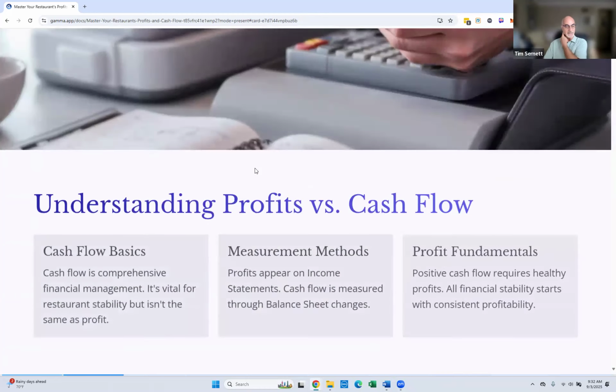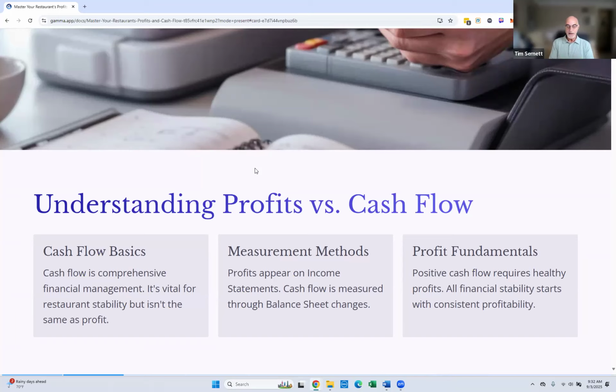So let's get into this week's topic: mastering your profits and cash flow to increase the stability of your restaurant. And it starts by understanding the difference between your P&L profit and actual cash flow. Cash flow is comprehensive financial management. It's vital to restaurant stability, but it isn't the same as profit.